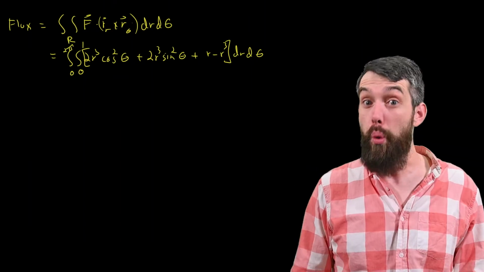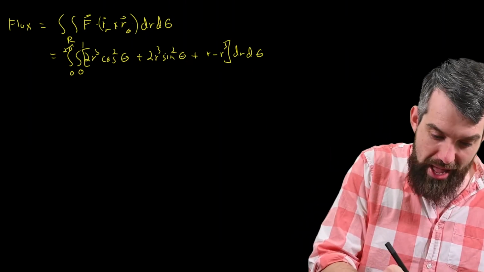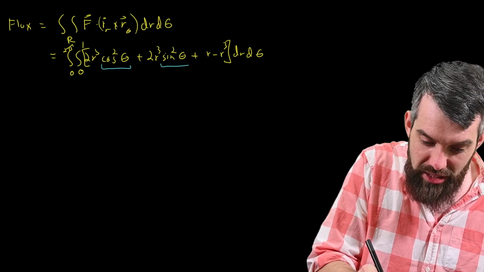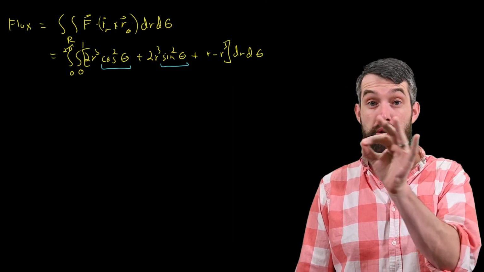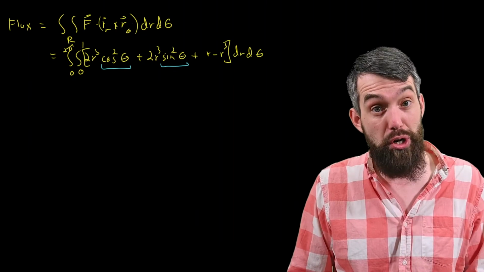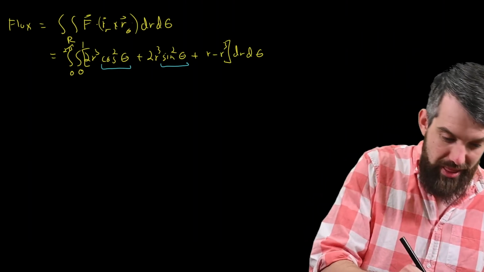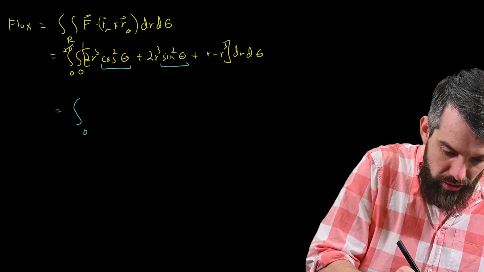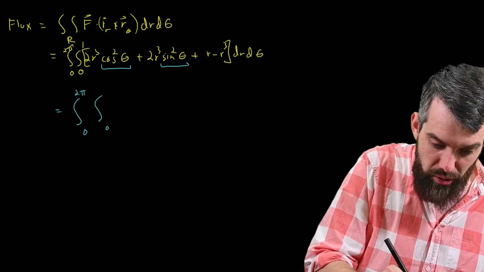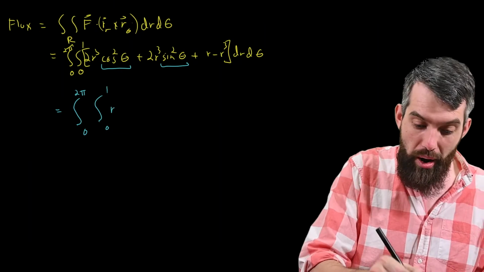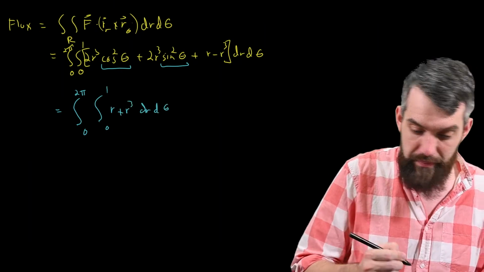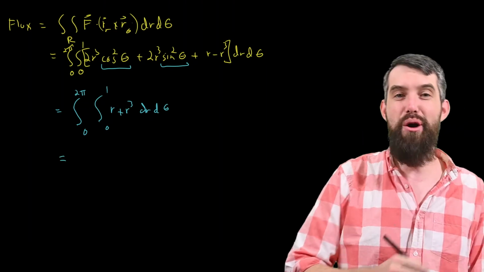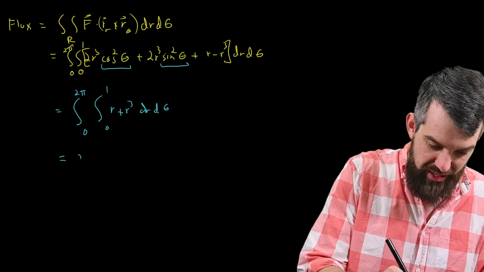Now I think I can do quite a bit of simplification here. So I have a cosine squared and a sine squared. That's going to come together. That's going to leave me with 2r cubed. But I also have another term with r cubed, which is a minus r cubed. So I think that the answer is the integral from 0 up to 2 pi, 0 up to 1, of r plus r cubed dr d theta. Which, well, the outer integral, there's no thetas involved, so I'll just put the 2 pi out in front of this.